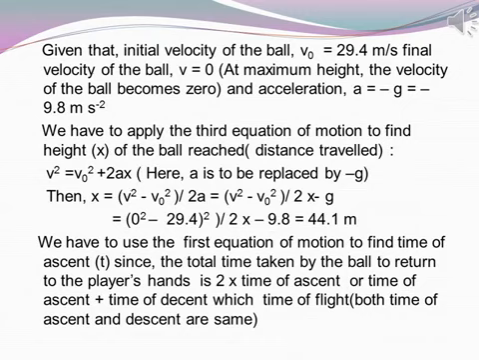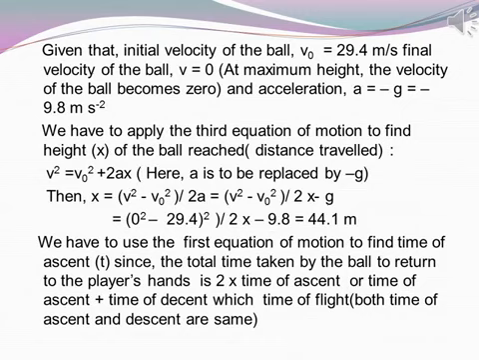Given that the initial velocity of the ball v0 is equal to 29.4 meter per second, its final velocity v is equal to 0. At maximum height, the velocity of the ball becomes 0. And acceleration a is equal to minus g, which is equal to minus 9.8 meter per second square. Here we have to apply the third equation of motion to find the height x of the ball reached, which is the distance traveled by the ball in the upward journey.